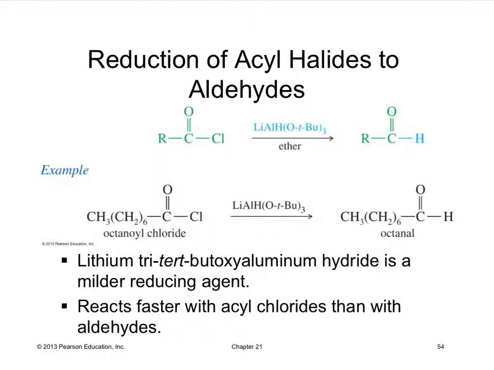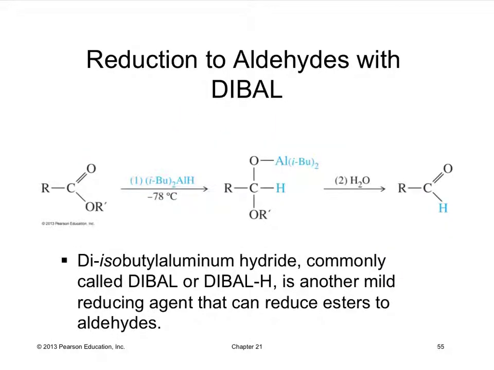You can reduce acyl halides into aldehydes using a milder reducing agent, such as lithium tri-tert-butoxyaluminum hydride. And so you can take an acid chloride down to the aldehyde. The other mild reducing agent is diisobutylaluminum hydride, also known as DIBAL or DIBAL-H. And it can take esters down to the aldehyde. But step 1 would be the DIBAL, followed by hydrolysis.